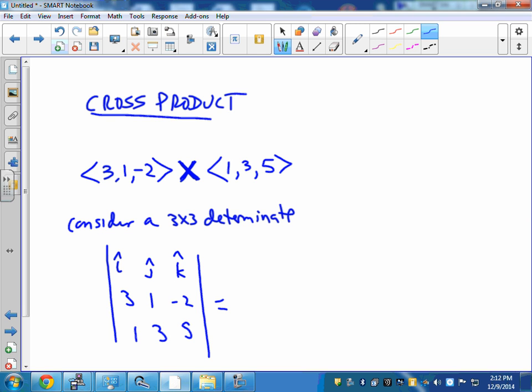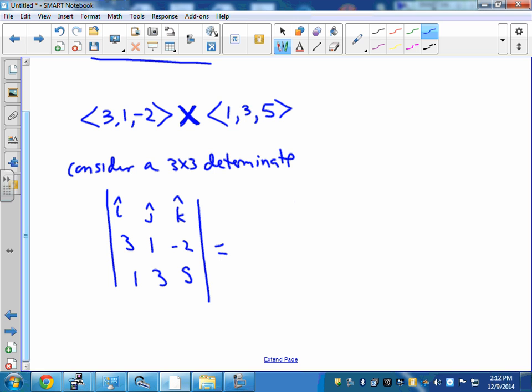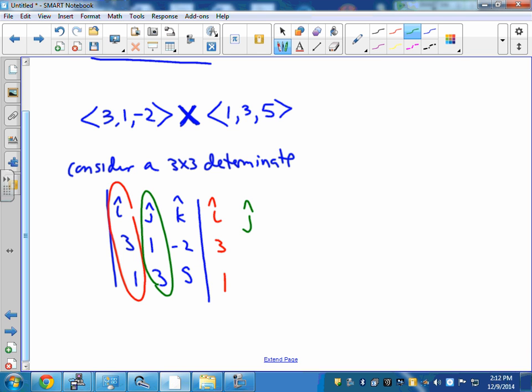And depending on how you work 3 by 3s, I think in some Algebra 2 classes, you're shown the rule of Sarrus. Did anybody ever learn it this way, where you write the first column over again, like this, and you write the second column over again, like this? Does that look familiar to anybody? And then you multiply, multiply, multiply. Remember doing those? You can do it that way if you want. If you do it that way, let's see what we get.